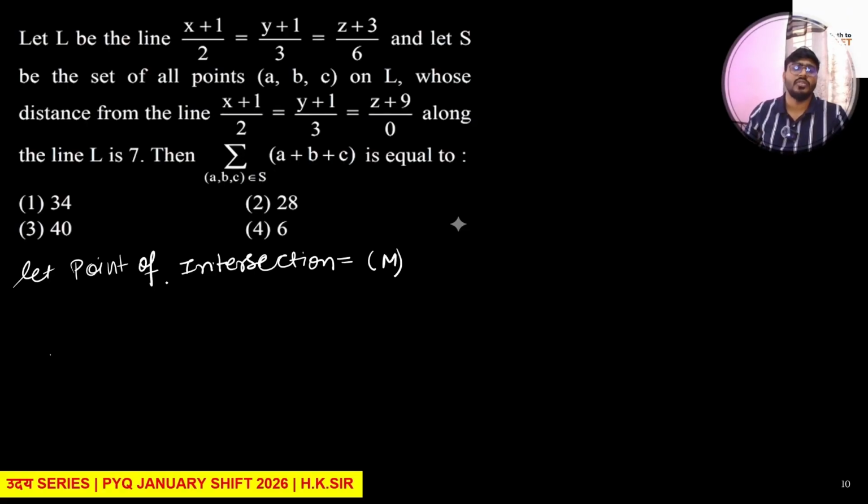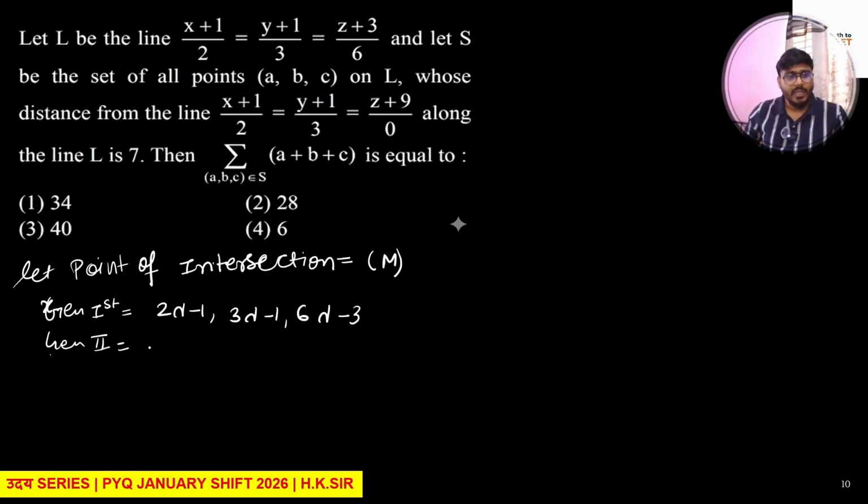So take the general point on these two lines. For the first line, the general point is 2 lambda minus 1 comma 3 lambda minus 1 comma 6 lambda minus 3. General point on the second line, take it equal to mu: 2 mu minus 1, 3 mu minus 1, 0 into mu minus 9.